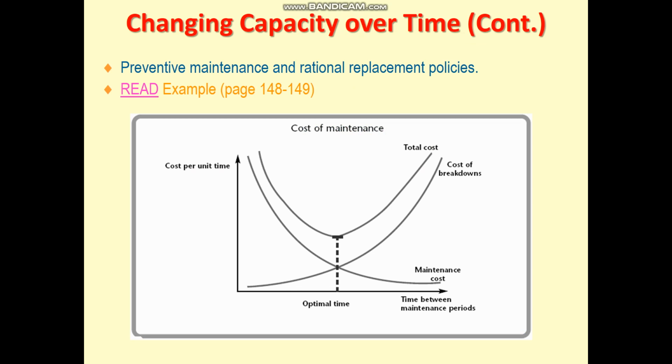And it also relates to maintenance. If the time between maintenance periods increases, then the maintenance cost will decrease. However, the cost of breakdowns will increase. Therefore, we have the curve for the total cost like this. So we can find the point where the overall cost is smallest, and we can find the optimal time when we should do the maintenance.